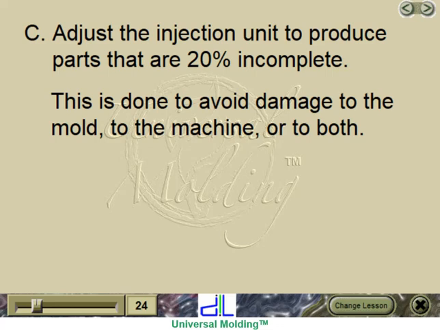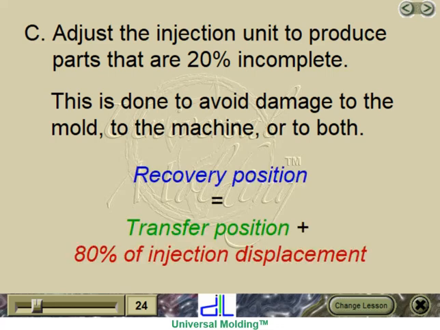This is done to avoid damage to the mold, to the machine, or to both. Recovery position equals transfer position plus 80% of injection displacement.